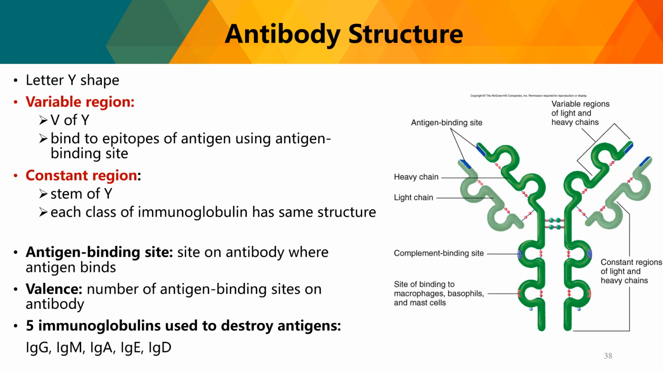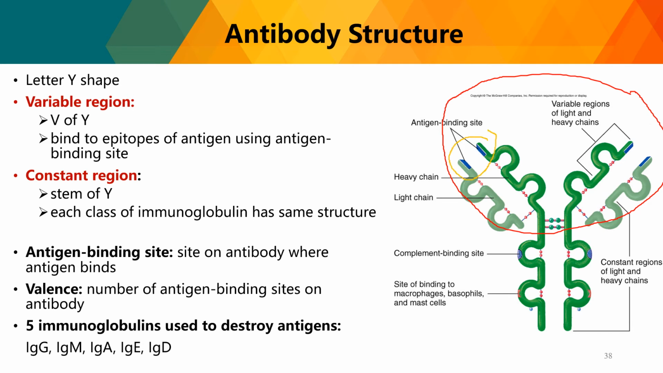This is actually how an antibody structure looks. It's Y in shape, and it has two arms. Each arm has a variable region that functions as an antigen binding site. This is the variable region. At the ends of the variable regions, you will see what you call your antigen binding sites.